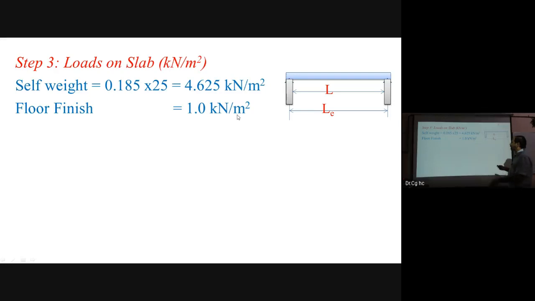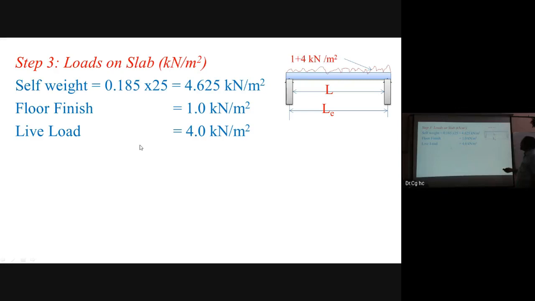Floor finish, they have given it; if they don't give it, we have to assume it, isn't it? Then live load is given. In the problem, they have given 4 kilonewton per meter square. This is the total load the slab has to resist. The slab must resist this load, and that is how we need to develop our slab, isn't it? We have to design the slab.